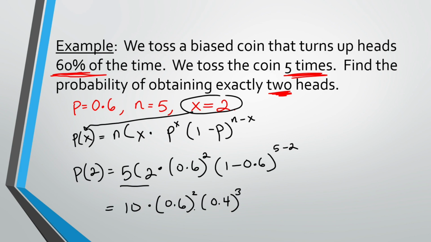Now this is easy to type in a calculator, so we'll type in the whole expression in a calculator, and we'll calculate our probability. This gives us a probability of 0.2304. So we have about a 23.04% chance that we're going to get exactly 2 heads from a biased coin. If you have trouble finding 5 choose 2, refer back to our past video on how to calculate with a calculator.